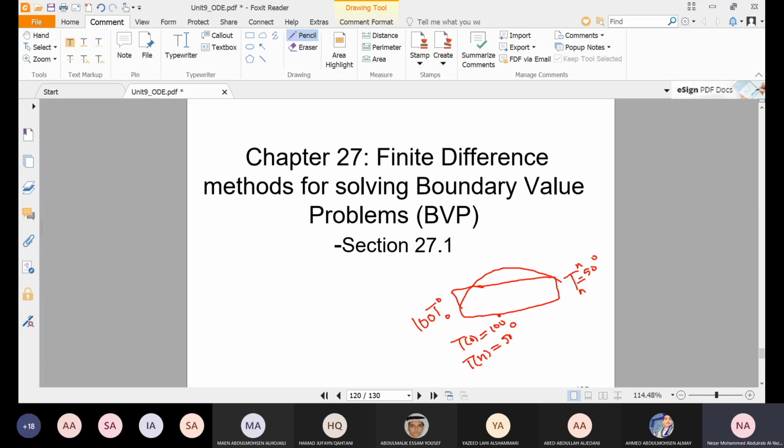What we studied before, we start from the initial condition x equals 0. All the problems that we studied before, for example x equals 0, and we have y at 0 equal to, for example, 1. So in initial value problems, both conditions are given at the same point. But here in boundary value problems, we have two conditions but at different points. So we call these boundary value problems. The best way to solve this is by using the finite difference method.